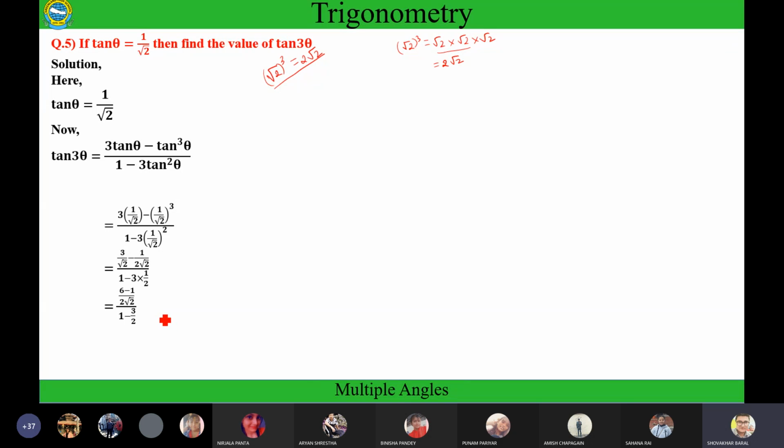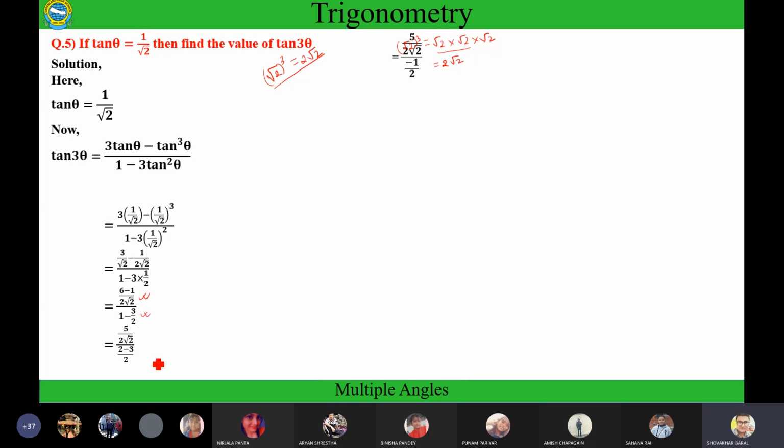I think this is the basic simplification for the students of class 10. So I think you can understand it. 1 minus 3 by 2. Now let's simplify it further. It will be 5 by 2 square root 2, 2 minus 3 by 2.